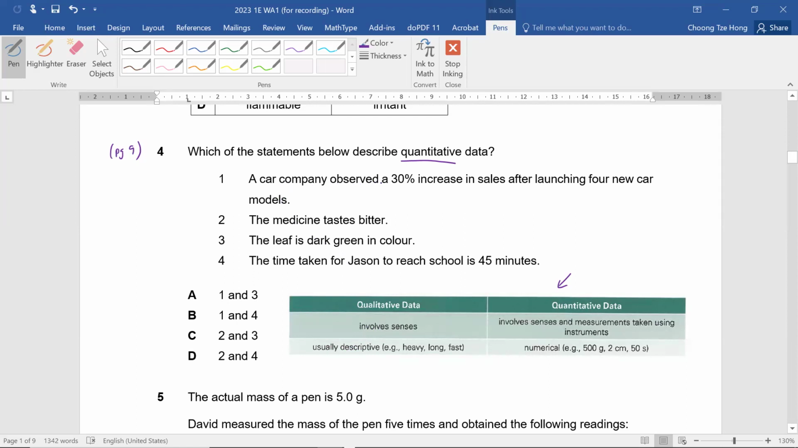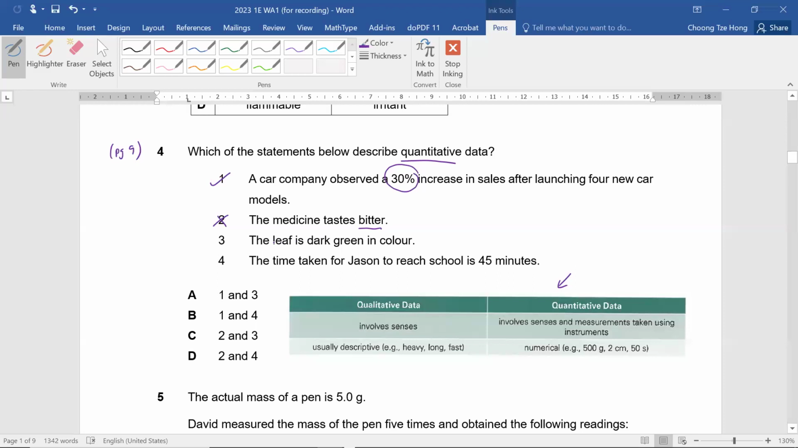A car company observed a 30% increase in sales after launching 4 new cars. So you see a number here, right? It's something that can be measured and represented using a number. So it will be quantitative data. That means number 1 is okay. The medicine tastes bitter. This one involves the sense of taste, so this one will be under qualitative. So this one is not.